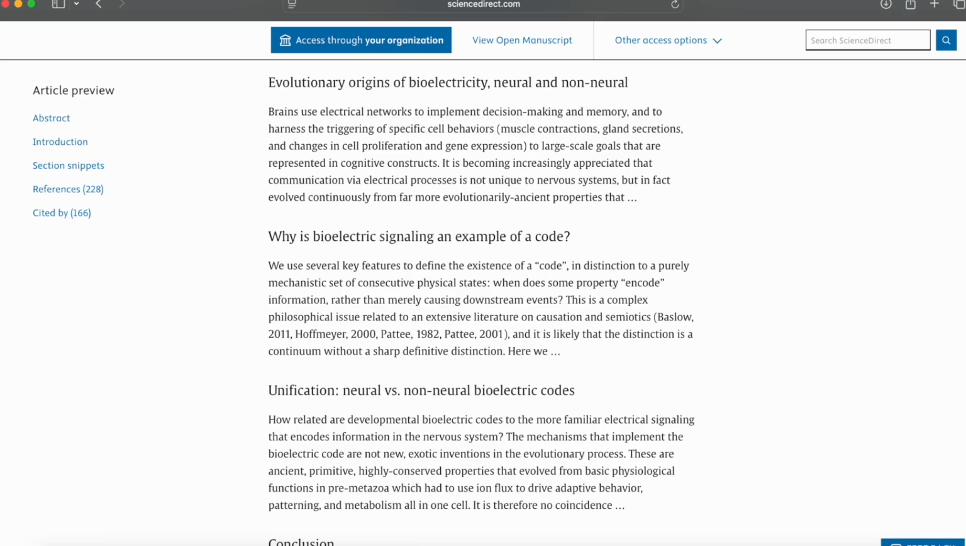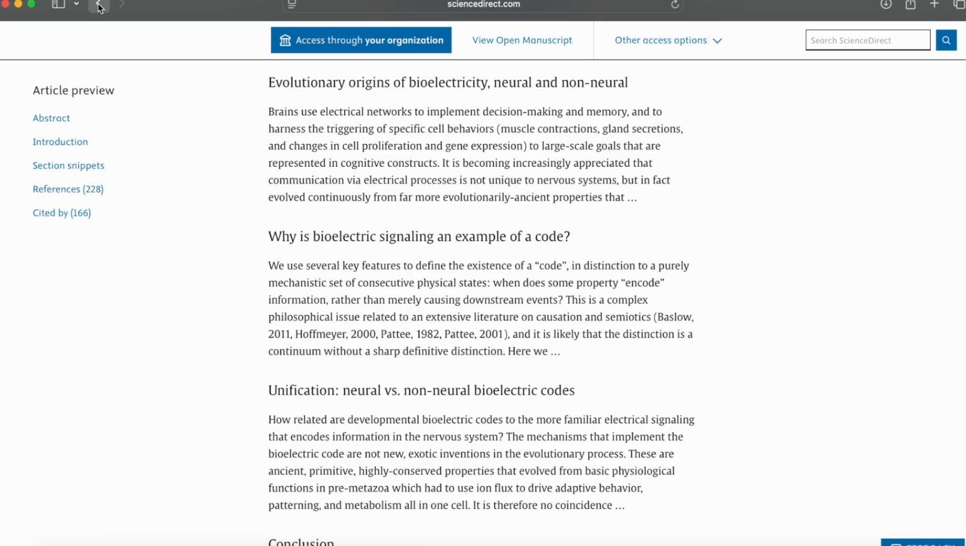Unification, neural versus non-neural bioelectric codes. How related are developmental bioelectric codes to the more familiar electrical signaling that encodes information in the nervous system? The mechanisms that implement the bioelectric code are not new, exotic inventions in the evolutionary process. These are ancient, primitive, highly conserved properties that evolved from basic physiological functions in pre-metazoa, which had to use ion flux to drive adaptive behavior, patterning, and metabolism all in one cell.